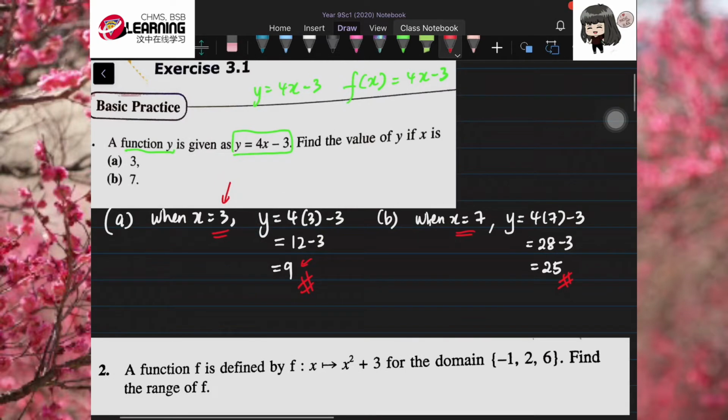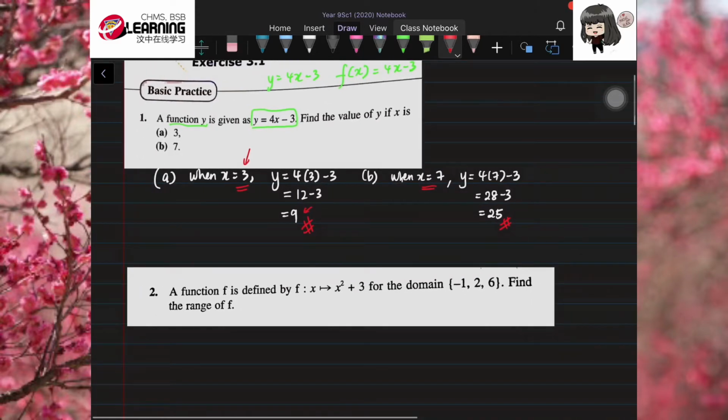Okay, so this is obviously a function because it gives you only an output. Please take note again: a function gives you only an output. It won't give you two answers, it won't give you two outputs or many outputs. It will give you only one output here. Right? Okay, so that's for question number 1.